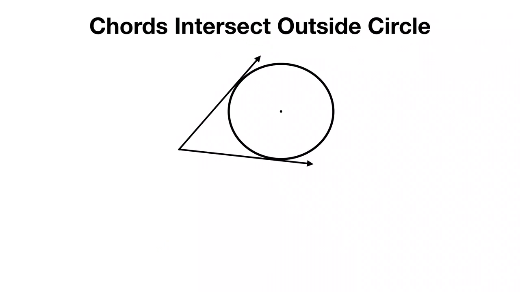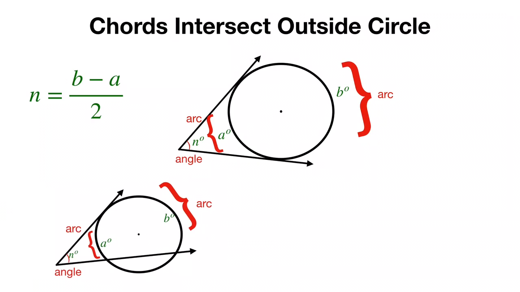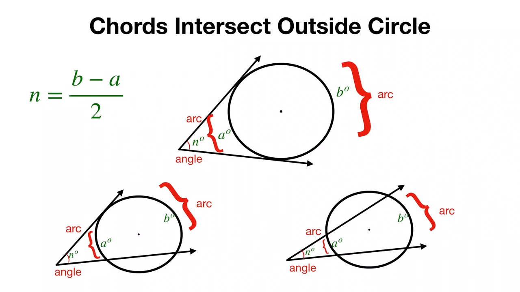Next, we have two tangents that meet outside the circle, which forms an angle right here. We have an arc here and another arc over here. These arcs are a degrees and b degrees in measure. The formula is the measure of the big arc minus the small arc divided by 2. If we have a tangent and secant, the formula is the same, big arc minus small arc over 2. And it's the same for two secants, big arc minus small arc divided by 2.